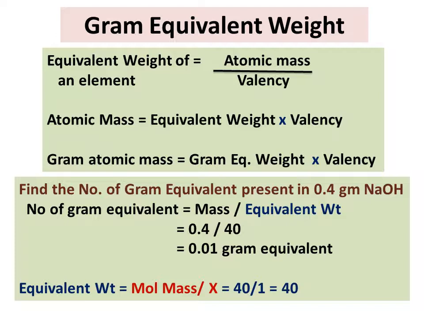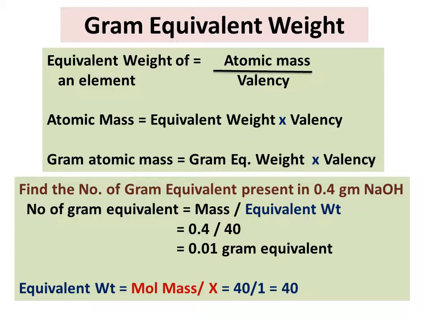Equivalent weight of sodium hydroxide, we know, is molecular mass divided by factor X. And what is that factor X? We know that sodium hydroxide is a base, so in the case of bases, it is the acidity of the base. Acidity of NaOH is 1, because it has one replaceable OH group. So molecular mass of sodium hydroxide is 40, divided by 1, which is equal to 40. So the equivalent weight of sodium hydroxide is 40, and we can put that 40 in the above equation.